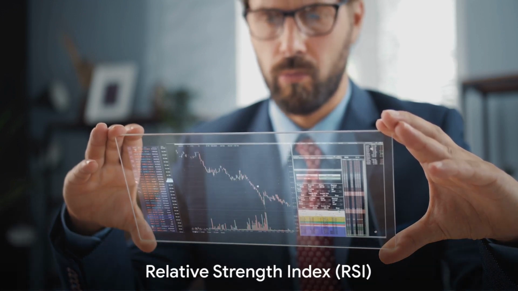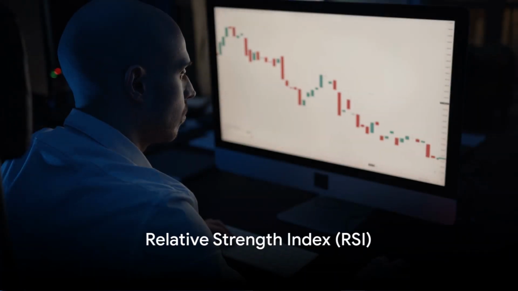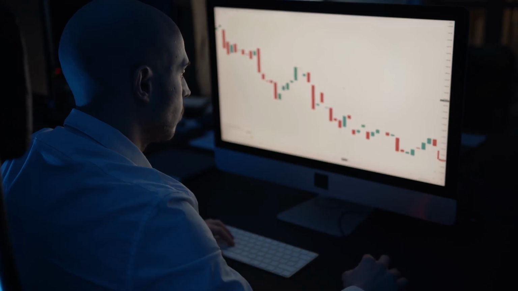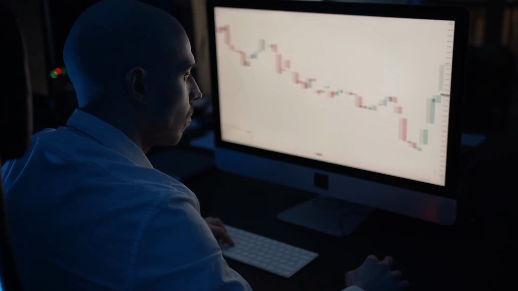Moving on to the Relative Strength Index, RSI. RSI is a momentum oscillator that measures the speed and change of price movements. This is the key concept we're diving into now. The Relative Strength Index, or RSI, is a powerful tool that traders and investors use to gauge the momentum of a particular market. Here's a bit of background.